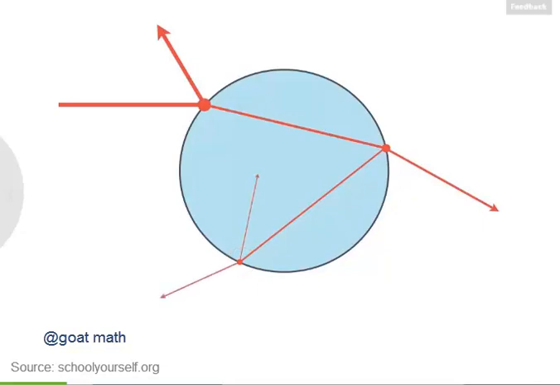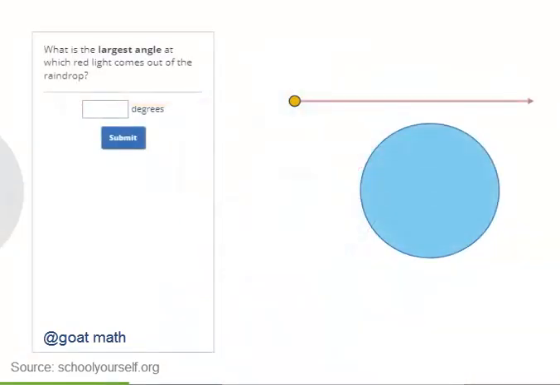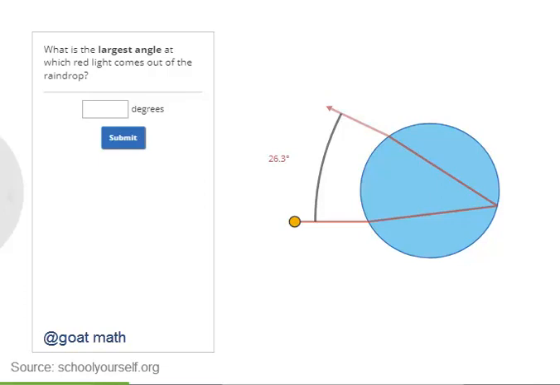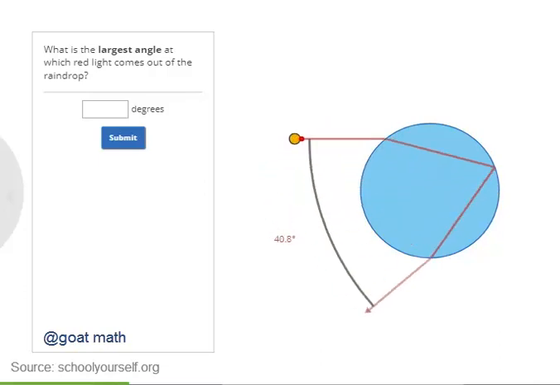It turns out that the light following this path, refracting into the water, reflecting off the back of the raindrop, and refracting back out, this is the light that causes rainbows. Let's explore this a little further with some interactive raindrops. So here you can try hitting a raindrop with different rays of red light. Notice that the angle at which the light comes out of the droplet depends on where the light hits it.